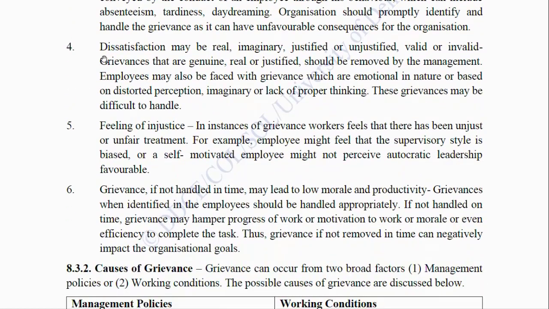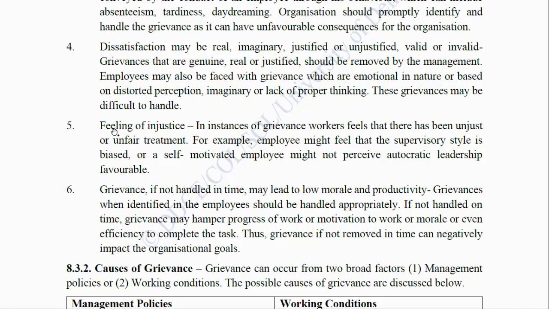Number 4, dissatisfaction may be real, imaginary, justified or unjustified, valid or invalid. Grievances that are genuine, real, or justified should be removed by the management. Employees may also be faced with grievances which are emotional in nature or based on distorted perception, imaginary, or lack of proper thinking. These grievances may be difficult to handle.